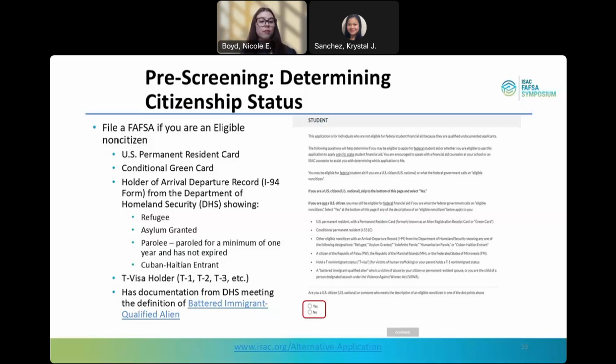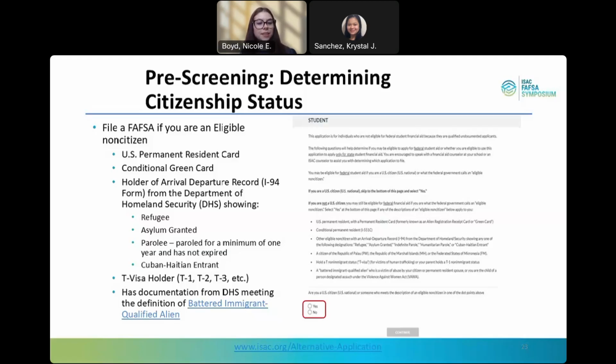The designation of refugee, asylum granted, parolee, as long as they are paroled for a minimum of 1 year and that is not expired, or a Cuban Haitian entrant. One thing I do want to point out about these different statuses is that they have to have been granted. You may encounter students who are seeking refugee status or who are seeking asylum, and they are not considered eligible non-citizens until that has been granted. In the meantime, they would still be considered non-eligible non-citizens.